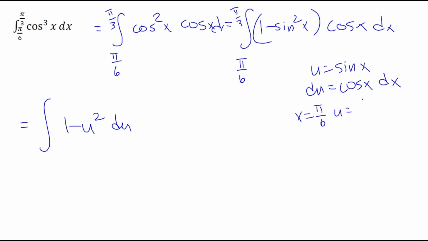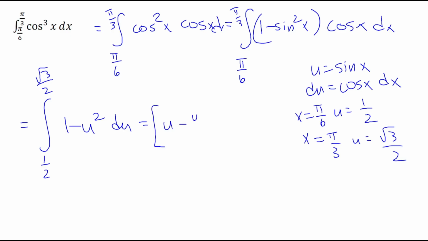We do have to change our limits of integration, so if x is pi over 6, then u is the sine of pi over 6. Sine of pi over 6 is 1/2. And if x is pi over 3, then u is the sine of pi over 3, which is root 3 over 2. So now we'll just integrate, giving us u minus u cubed over 3 from 1/2 to root 3 over 2.